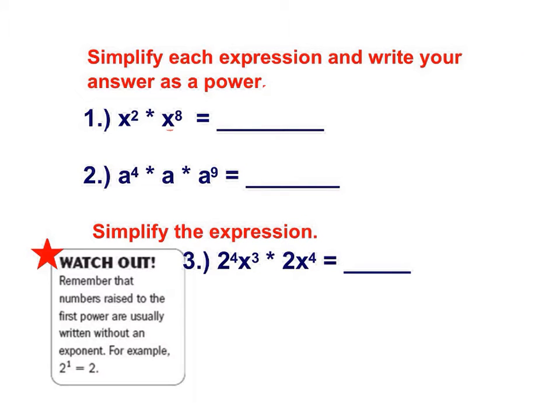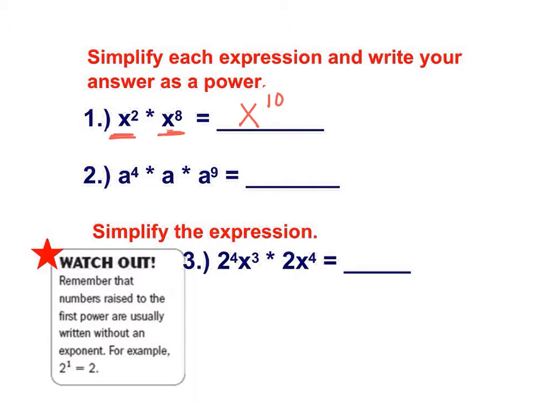Let's consider that rule with these examples. In number 1, it says x to the second times x to the eighth. So we have a multiplication problem. We notice that both of our bases are x's, so the rule says let's add our exponents. So we add 8 plus 2, and we get x to the 10th power.